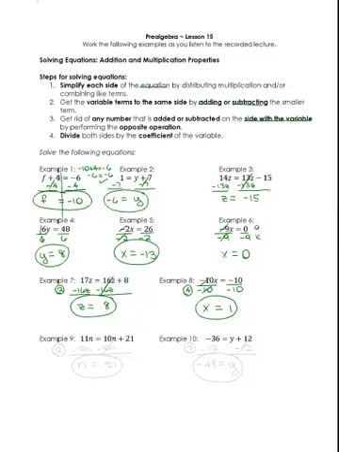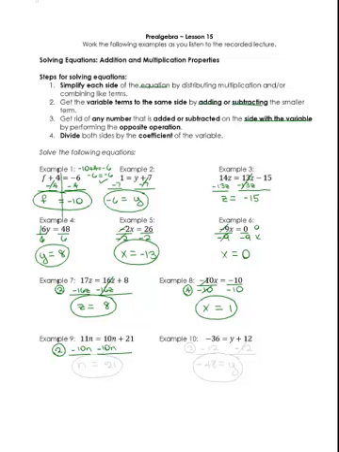Example number 9, I have variables on both sides. I have 11n equals 10n plus 21. That means that I have to start with step number 2, get the variable terms to the same side. I'm going to work with the smaller variable term, which is 10n. By subtracting it, because it was positive, I'll use a negative 10n to get rid of it.